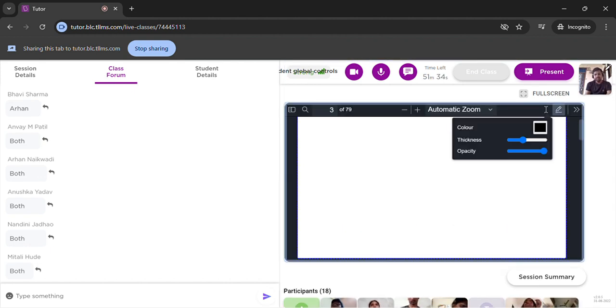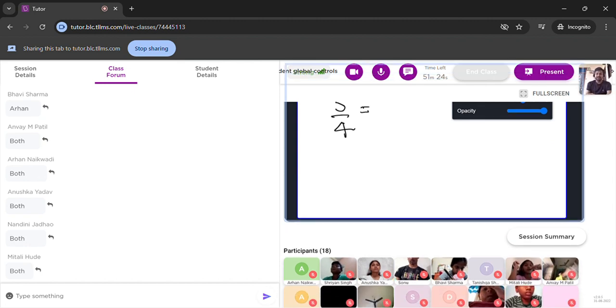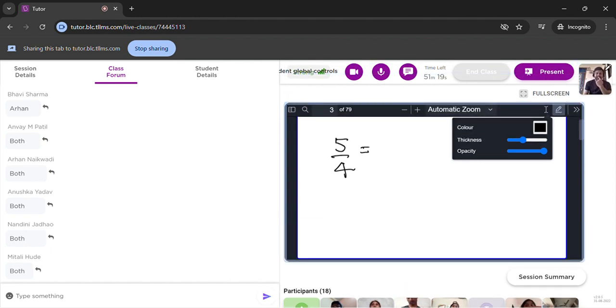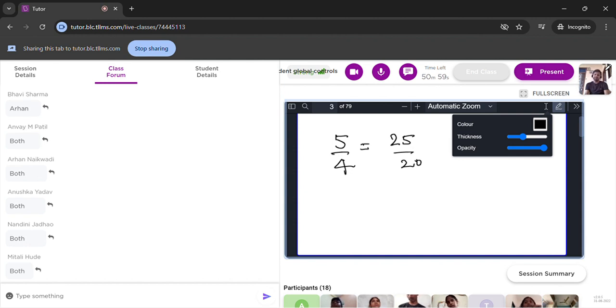If we are given a rational number which is 5 by 4, and we have to write an equivalent rational number for it, then tell me anyone what will be the equivalent rational number. So the equivalent number will be 25 by 20. Okay, good. If we see one more, it will be 20 by 16. It can be any number.